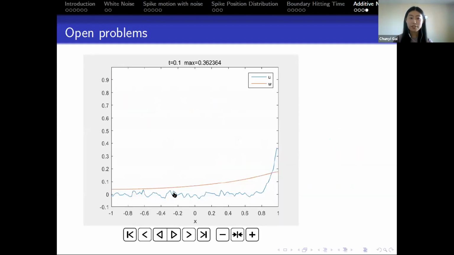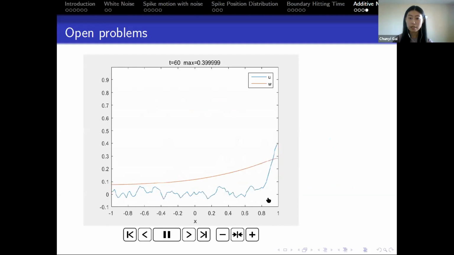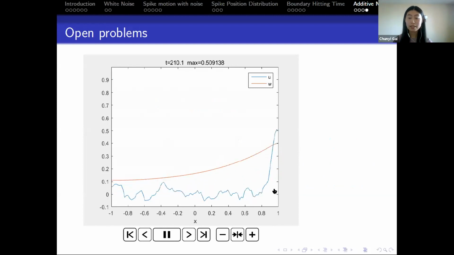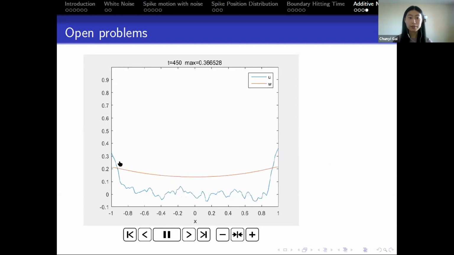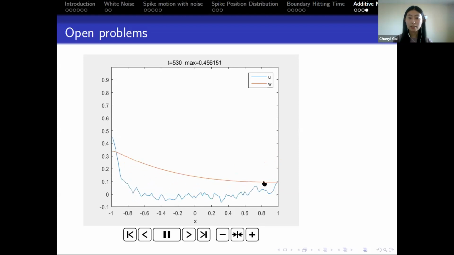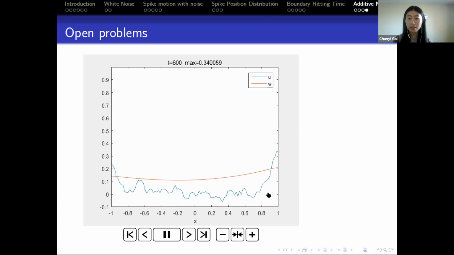So finally, I have this simulation where we have the additive noise, and we can see some new problem. Initially, we have a boundary spike located on the right side, so we don't have to worry about the spike motion. After a while, one more spike comes out, and this spike gets killed, and it comes out again. So this spike stability problem apparently cannot be captured by the spike motion equation. We'll consider this problem in the future.